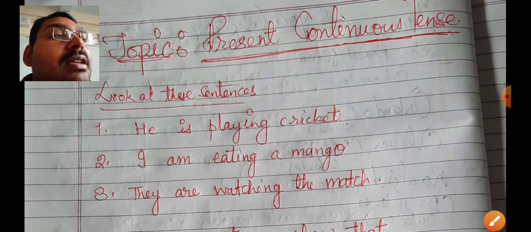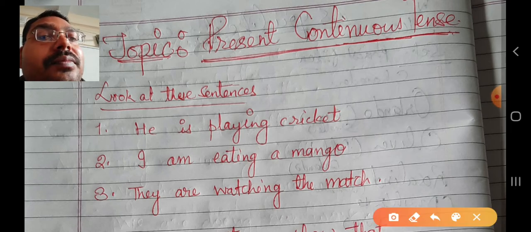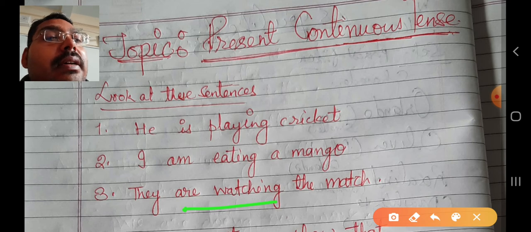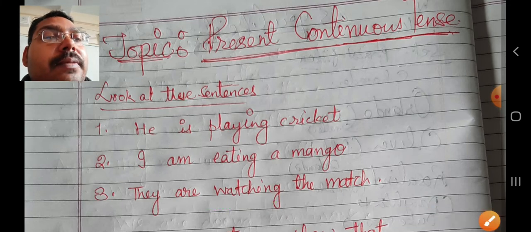So they is a plural subject. They means more than one. So with they we use are, and watch means to see, and we add ing to watch if we are making a sentence in present continuous tense.